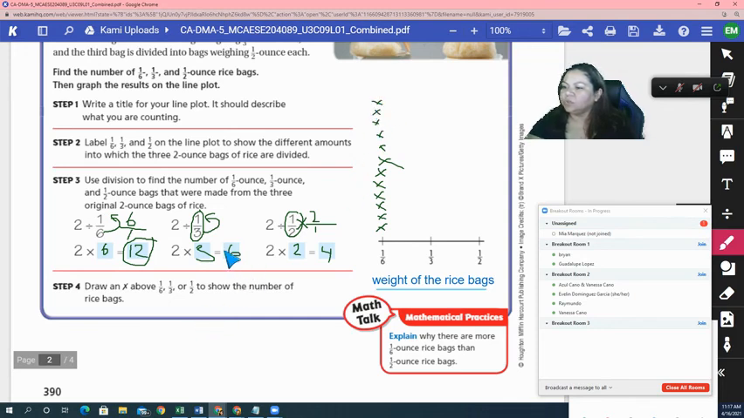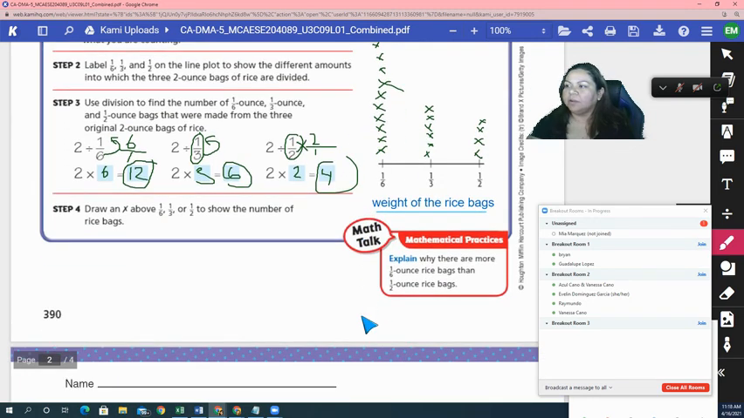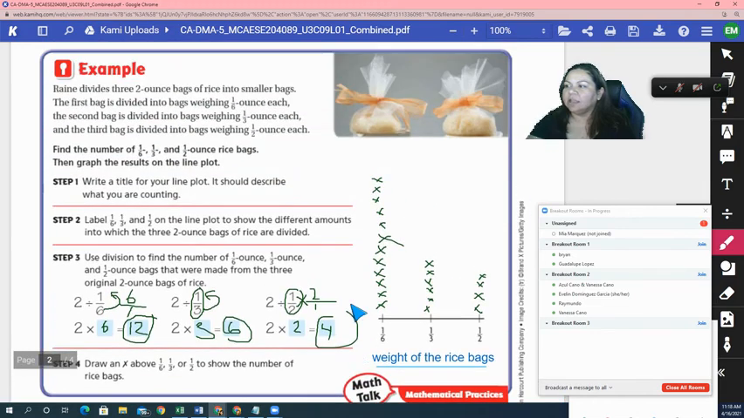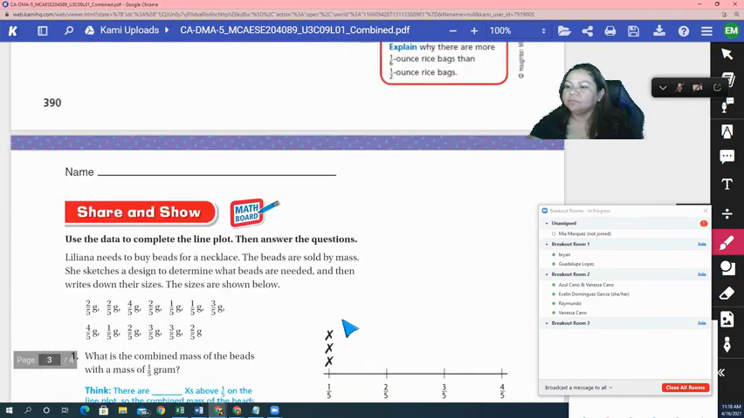Now we're going to draw the 1/3 bags, and we have 6. So we're going to draw 1, 2, 3, 4, 5, 6. And finally, we're going to draw 4. So that's 1, 2, 3, 4. And we just plotted in the line plot that information, that data.